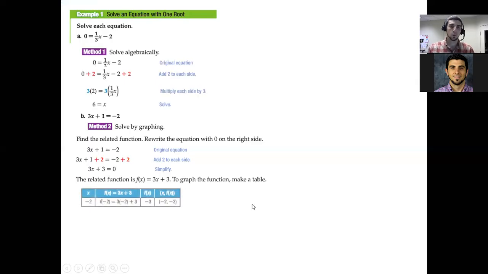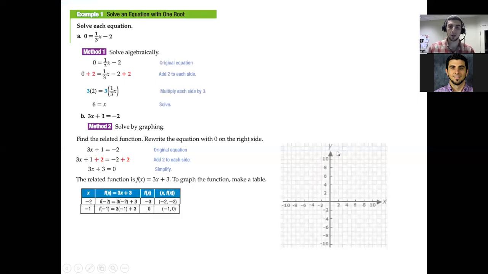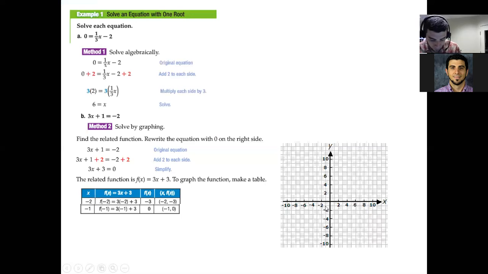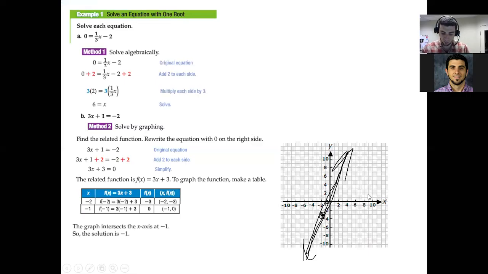And to graph the function, we just make a table, pick a couple values. If we pick -2, you substitute it in, you get -6 plus 3, which is -3. And if you pick -1, you get 0, so -1, 0. Now, here is a graph. So we plot the 2 points, -2, -3 is right about there. And 0, -1 is right about there. And if we graph those, pretend that's a straight line. All right. So the graph intersects the x-axis at -1 right here. And so the solution is -1.